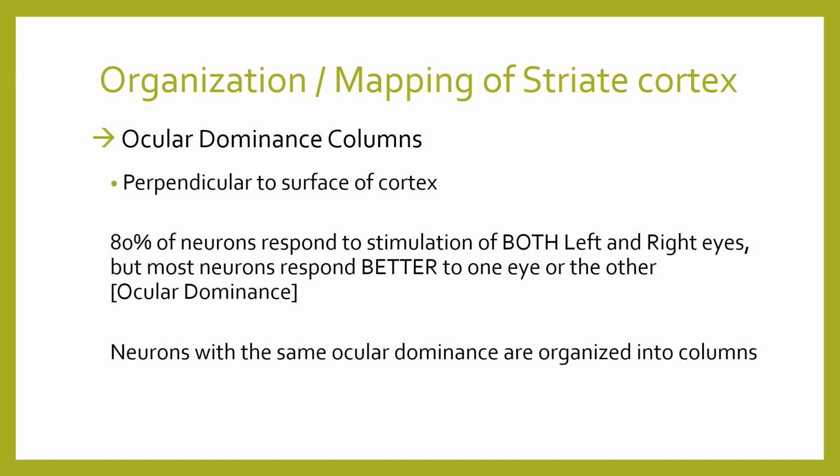And we also have ocular dominance columns. So within a location column, we're going to have an ocular dominance column where basically the neurons are responding better to the right eye versus the left eye. And next to that, we're going to have an ocular dominance column where those neurons are responding better to the left eye than the right eye. So most neurons respond to stimulation of both the left and right eyes, but most neurons respond better to one eye or the other. And so we do have this ocular dominance.